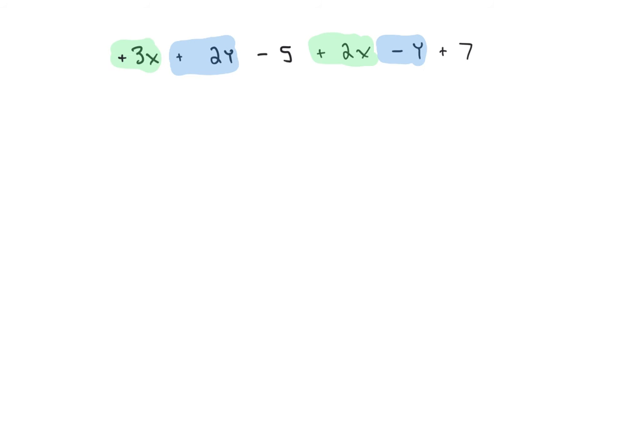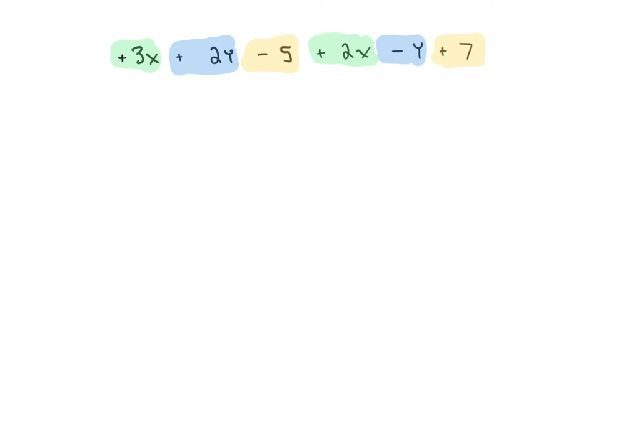And then last but never least, let's look at our constants. Remember, a constant is a number that does not have a variable. So we have a -5. Again, I know it's negative because there's a minus symbol in front of it, or a negative symbol in front of it. And then we have a positive 7.